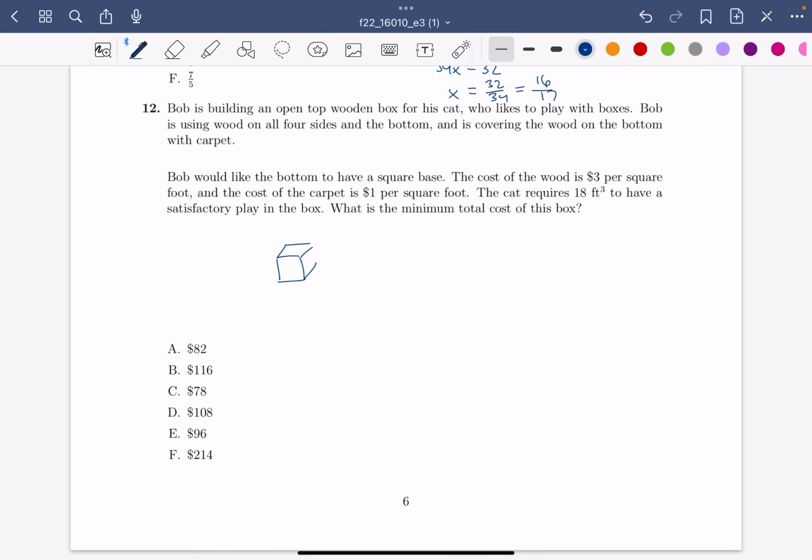Bob wants the bottom to be a square base. So this means that this has length x and this also has length x, but the height can be anything. So this height is y.